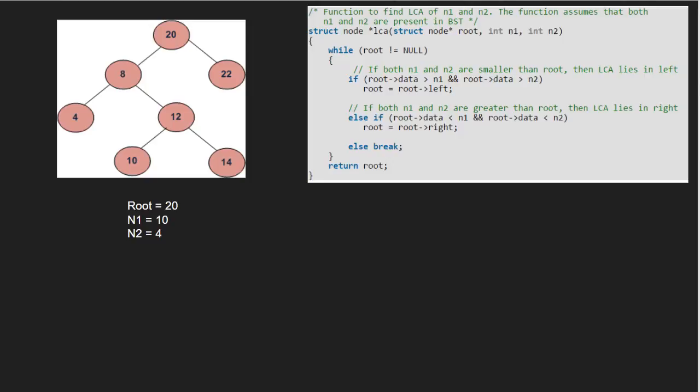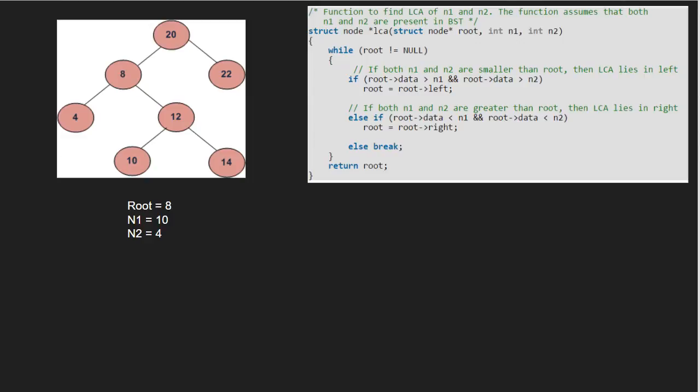Since root is not null, we enter the while loop. Now, we check if n1 and n2 are smaller than root. If it is so, then the lowest common ancestor will be on the left. Since 10 and 4 are both smaller than 20, the first if condition gets satisfied. Now, we set root as root's left. So, root will now be equal to 8.